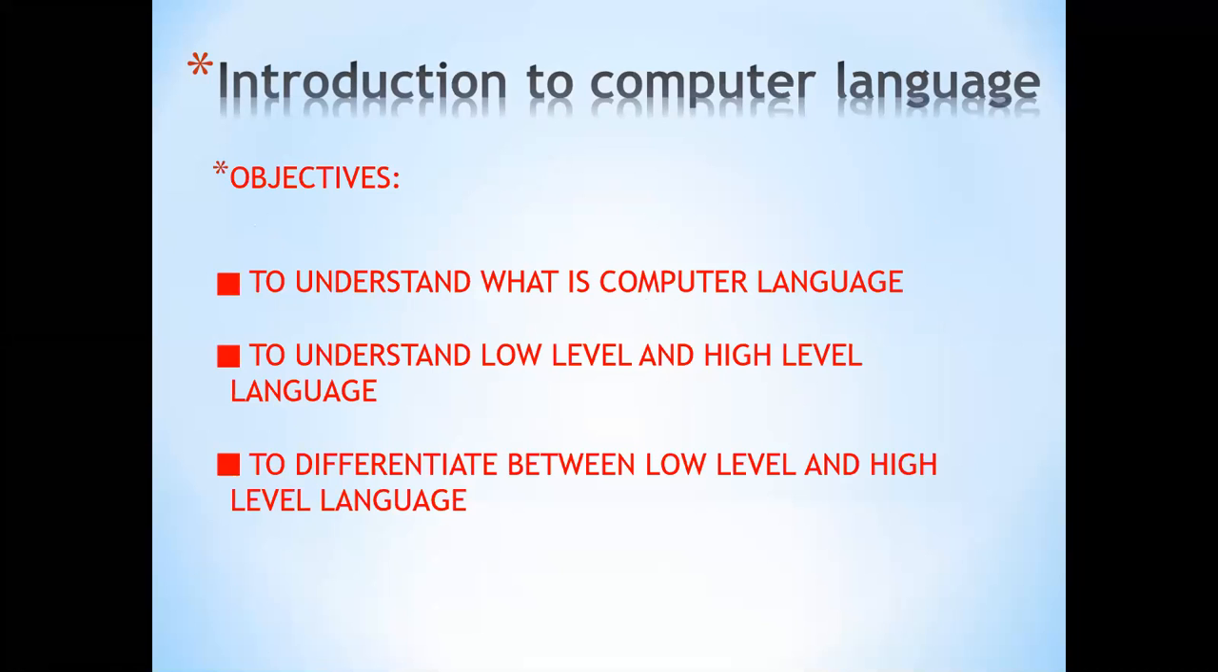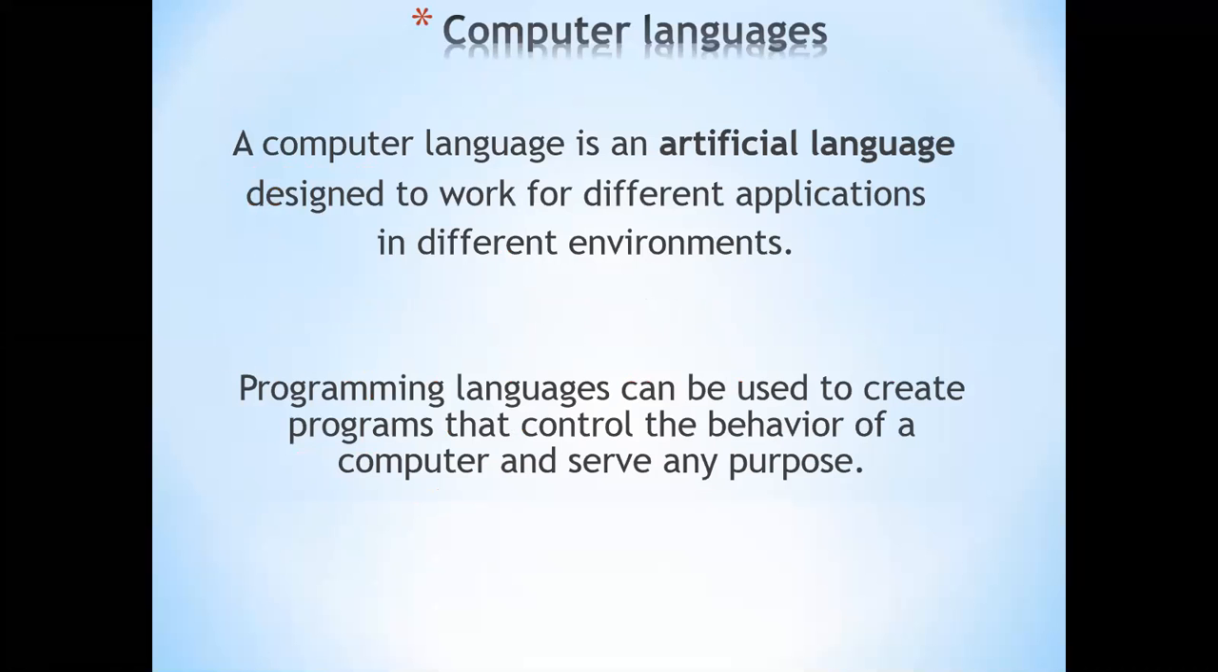Artificial languages are made by man, they are symbolic languages, and natural languages are those which we are used to speak with each other, to communicate with each other. The objective of this lecture is to understand what is computer language, to understand low level and high level language, and to differentiate between low level and high level languages.